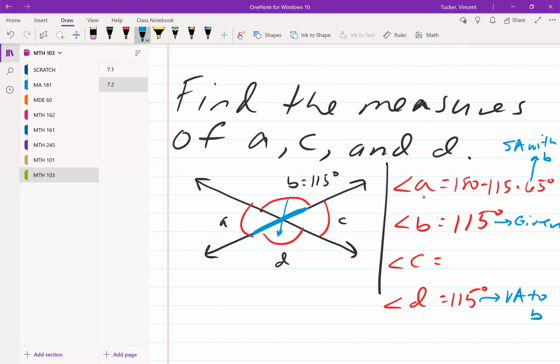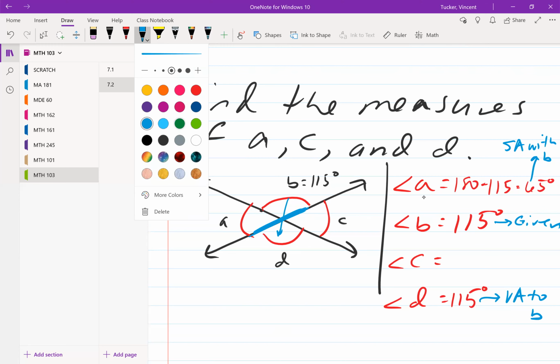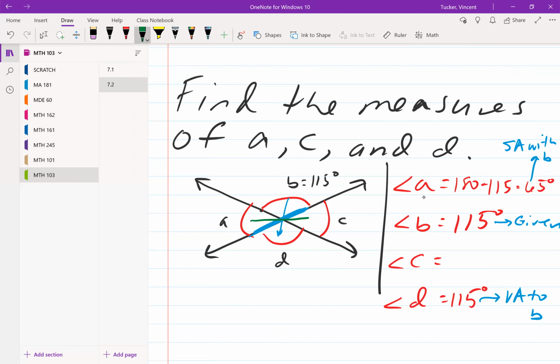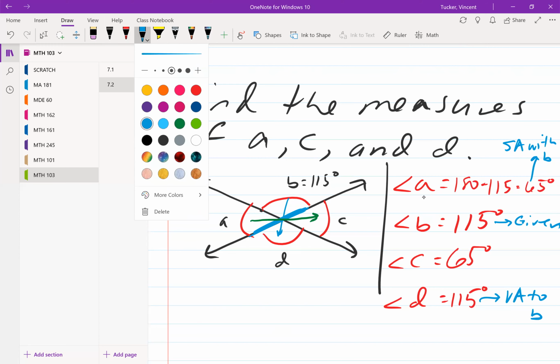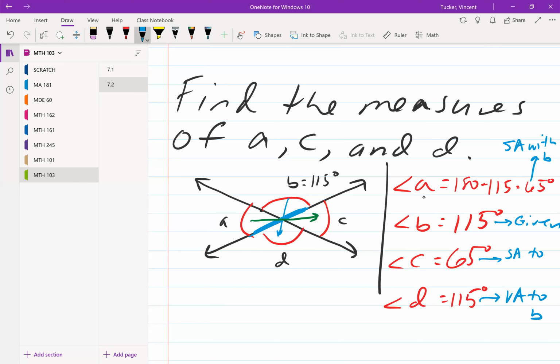Or I could have related it to D. I already knew D was 115. I could subtract 115 from 180 using D and still find that 65. And then I know what C is because C is opposite of A. And if A is 65, that means C is also 65. Not a straight angle, sorry about that, but a vertical angle to A. Remember, if it's a vertical angle, then it's equal.